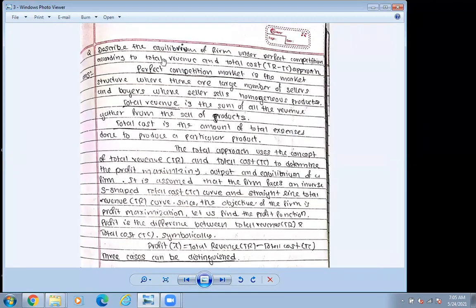Here different things are said. Describe the equilibrium of firm under perfect competition market. So we need to describe some topics, like what perfect competition market is. Next, it is TR and TC, that means we also need to state the definition of TR and the definition of TC. These were all in the previous chapter. Perfect competition market is the market structure where there is a large number of sellers and buyers, where the seller sells a homogeneous product.